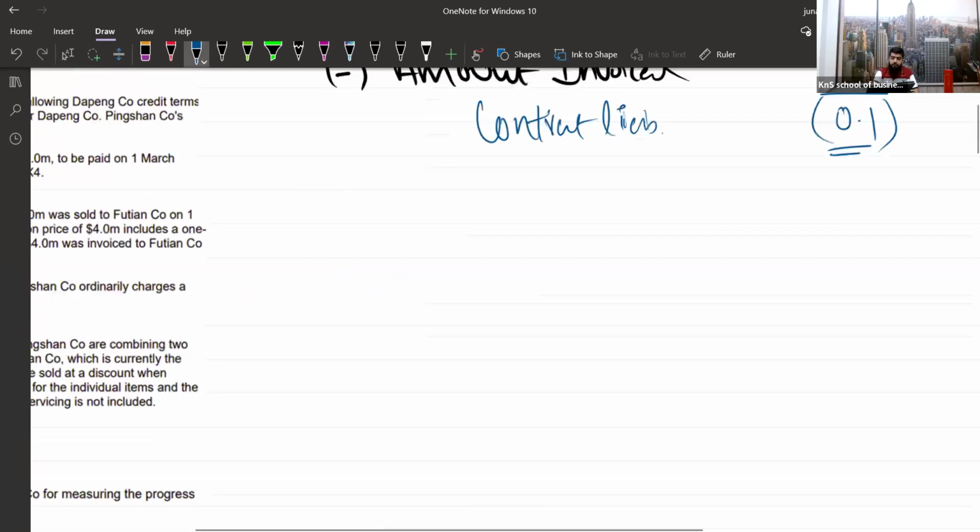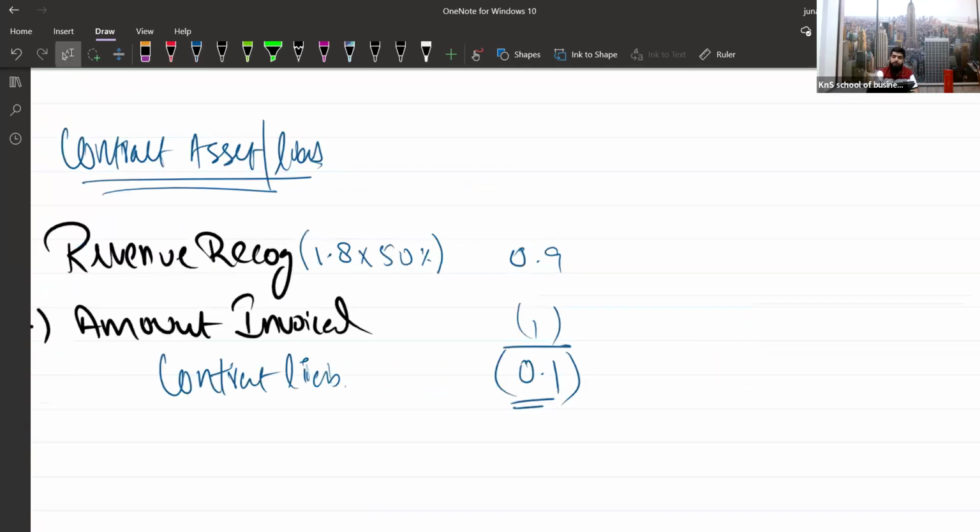If it were a reverse situation, for example, if the revenue recognized is 1 and the amount invoiced is 0.9, then the 0.1 is going to be the contract asset. But so far it's not the case. So the contract liability is 0.1 million.